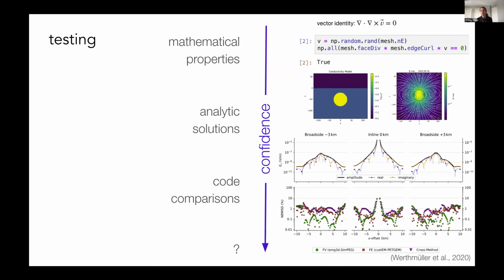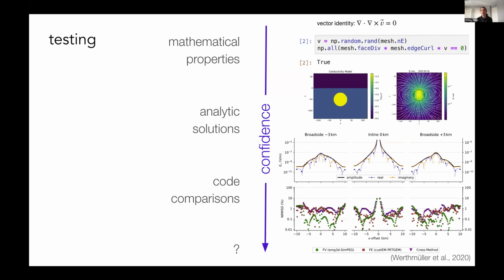There's places where we've got mathematical identities, where we know vector identities should be satisfied. We know that the divergence of a curl should be 0. That's something we can check and assert is true. But as we get to more complex scenarios, it can be challenging to test code.